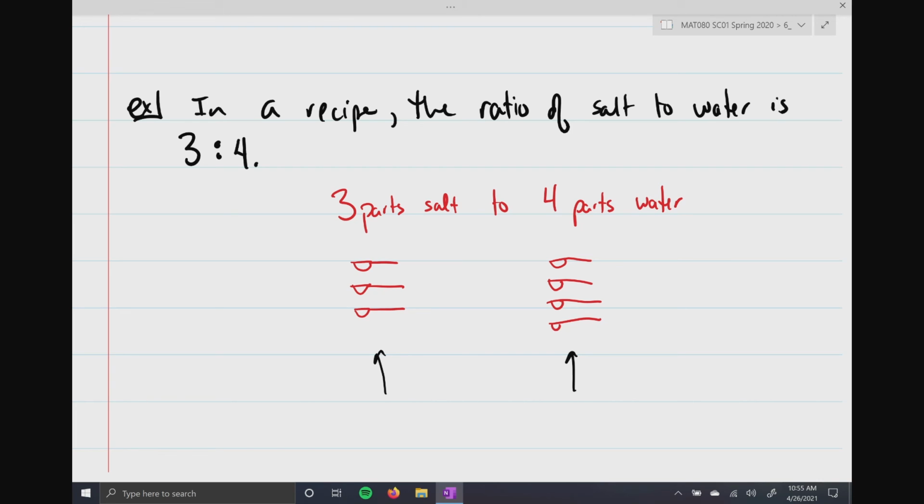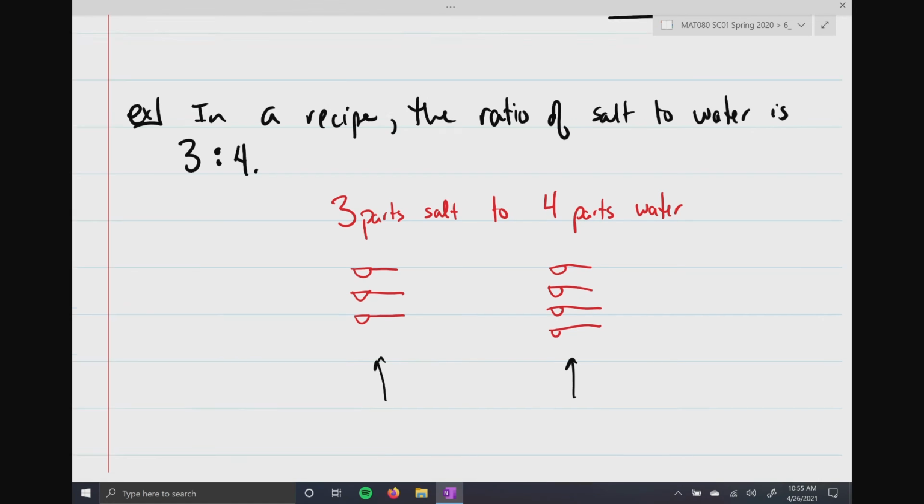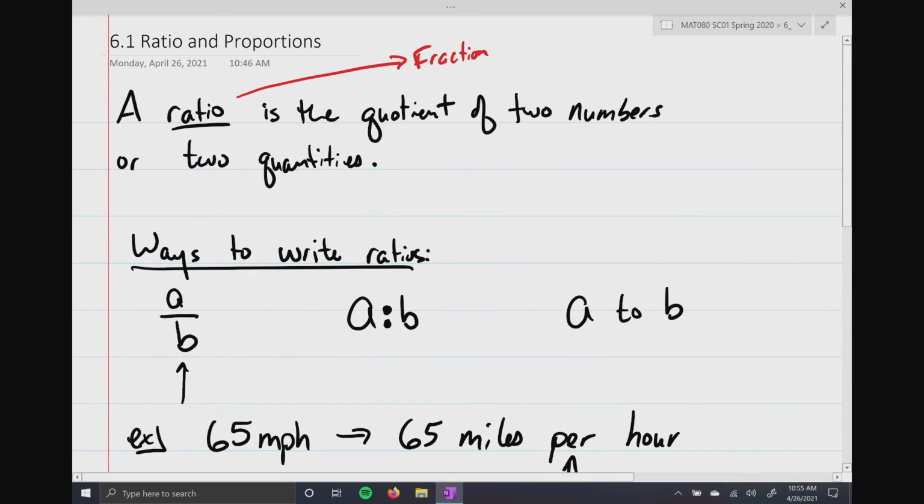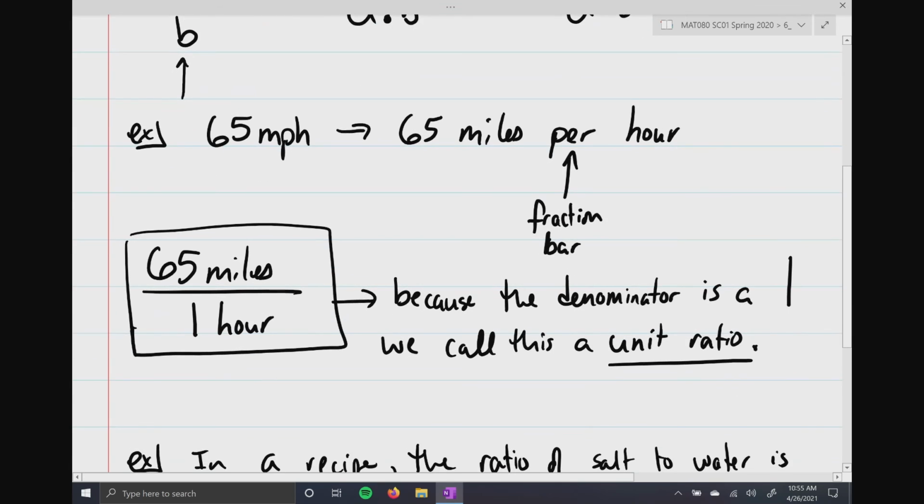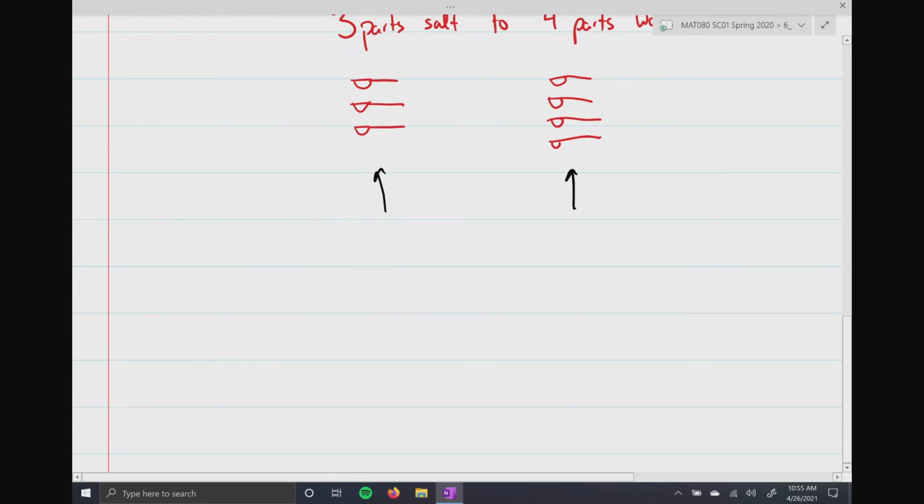That's it. So without going too much further into it, the only thing that I want you to be aware of right now is that a ratio is a quotient of 2 numbers or 2 quantities. I want you to know how to write it. And then if I give you an example, like in a word problem, something like this. The ratio of, let me think about this for a second.